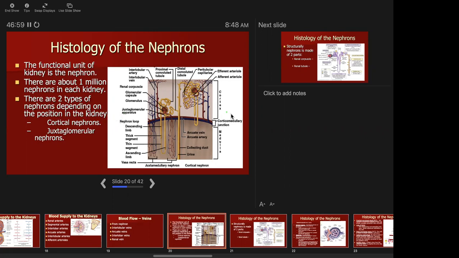So based on the way the nephrons are arranged, we can have two types of nephrons. We can have cortical nephrons, those are situated in the cortex, and we have juxtaglomerular nephrons, those ones that are around the medulla and cortex junction.